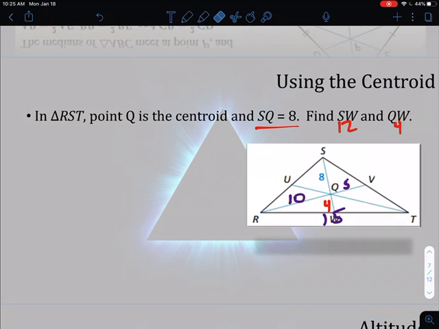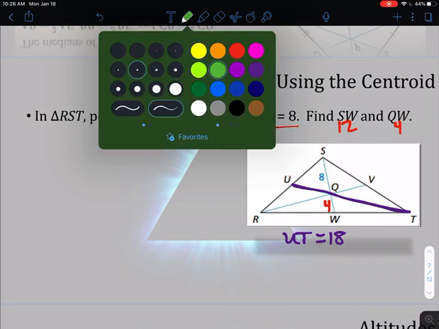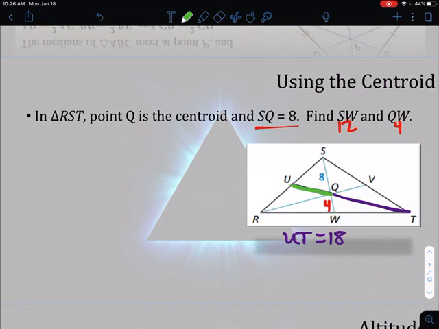If they give us the entire length. So if I take this information out, and let's say instead this time we talk about this median here. Let's say they say U to T has a total length of 18. Well, if I'm looking at that picture, if the total length is 18, I know that the small piece, so if I go out to the side here from Q, the small piece is a third of that. So if I take 18 and divide it by 3, U to Q is going to be 6. And then if I know what the small side is, I can double it, and I get the big side, 12.